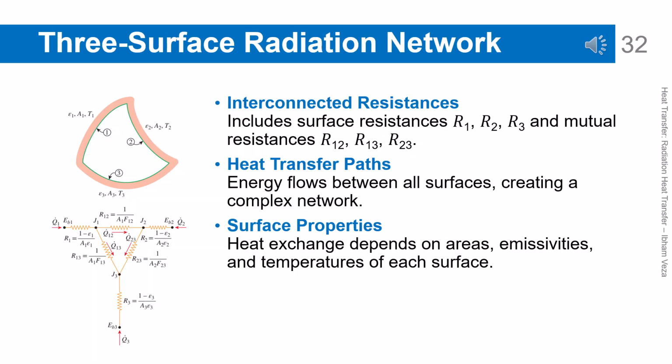Three-surface radiation network. When a system consists of three surfaces, the resistance network becomes more complex. Each surface has its own resistance and also space resistances to the other two surfaces. Heat transfer can flow through multiple paths simultaneously. This leads to a coupled system of equations. However, the network approach still provides a clear structure for solving the problem.